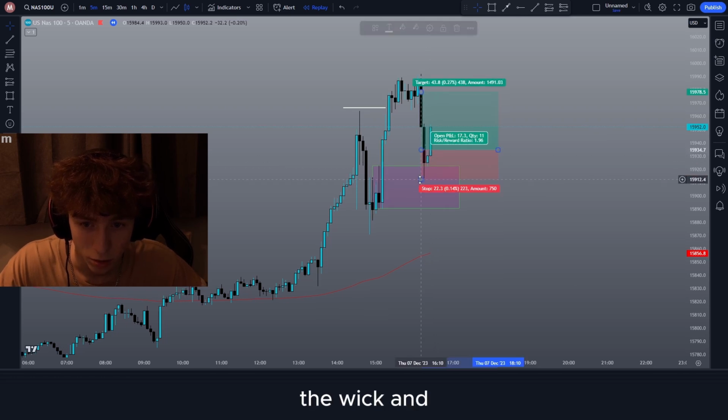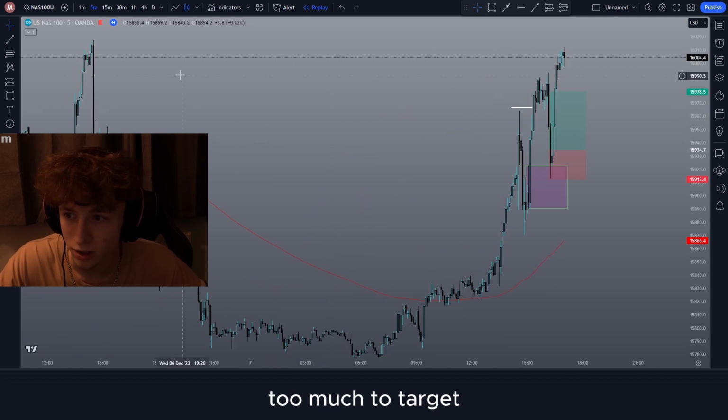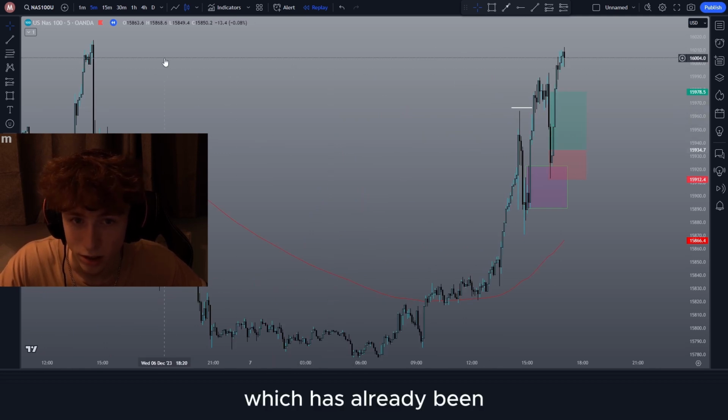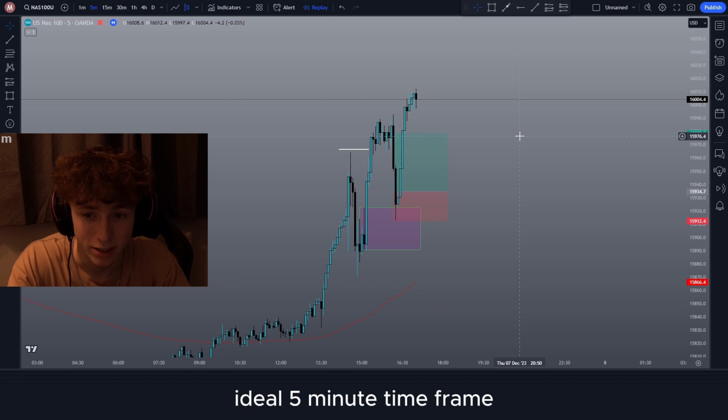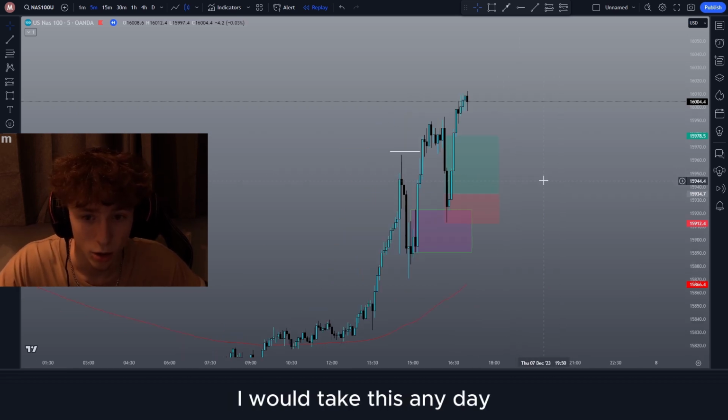Stop loss just below the wick. And yeah, you can go for whatever. There's not really too much to target. Maybe just this gap, which has already been filled. But yeah, that's literally my ideal 5-minute time frame setup that has no high time frame confluence. I would take this any day.